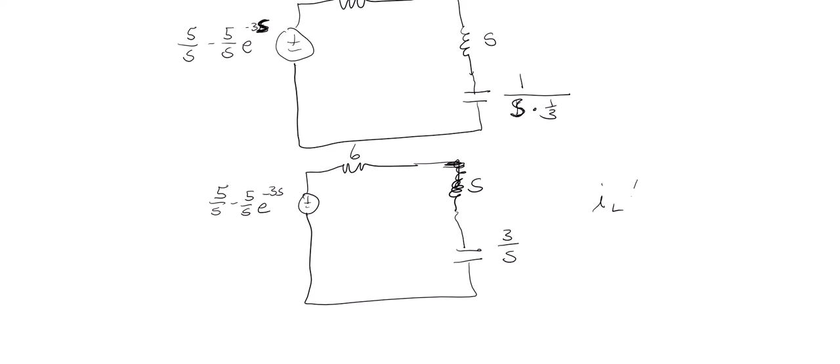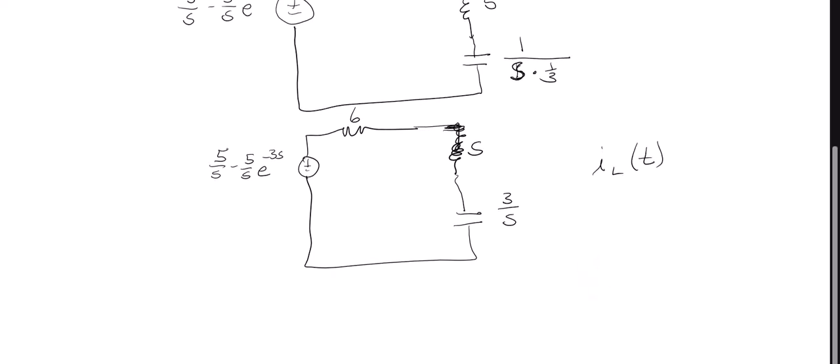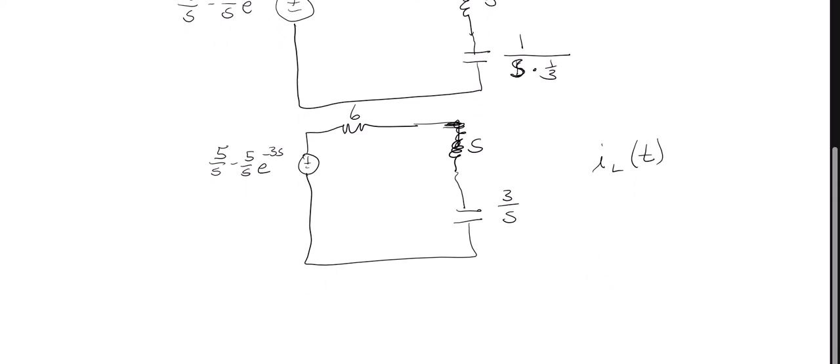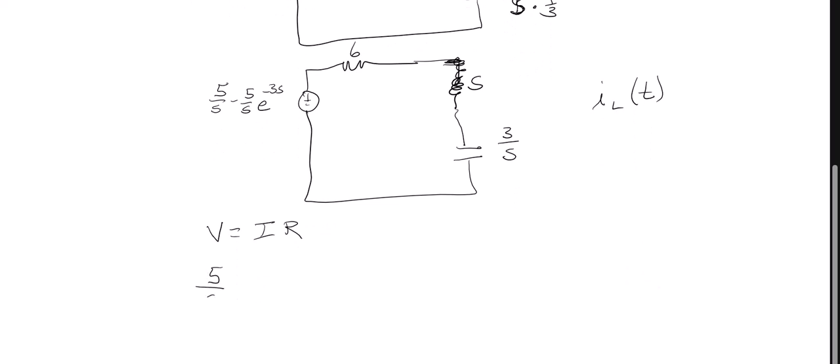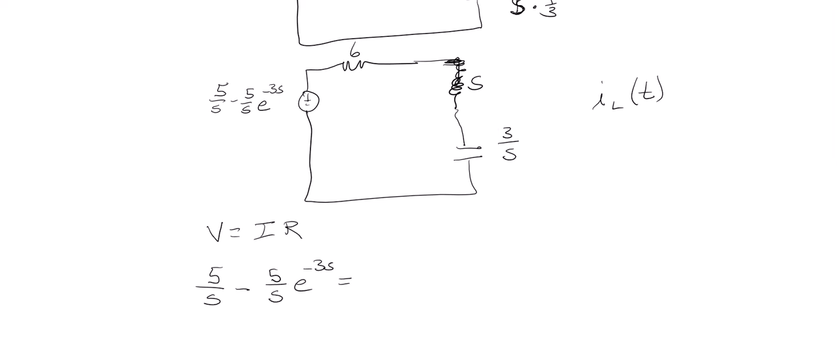I didn't tell you what we're looking for. We are looking for IL of t. Because we're in the S domain, we can treat all of this like a resistor, and we can say that V equals IR, or our voltage source, 5 over S minus 5 over S e to the minus 3s equals I times, these are all in series, so I can just add them together, 6 plus S plus 3 over S.